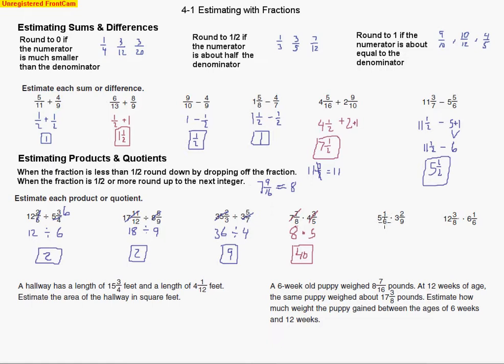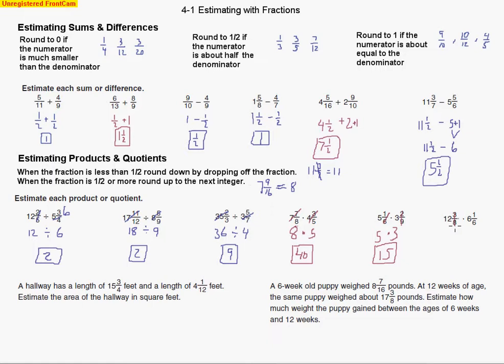See, 1 is less than 6, so we're just going to knock this 1/6 off and just call this 5. 2 is less than half, so we'll just knock that off and call this 3. And multiply those two numbers, and we get about 15. Now, I know the number is going to be bigger than 15 because this 1/6 and 2/9 were bigger than the new two numbers I used, but it gives me a good approximation.